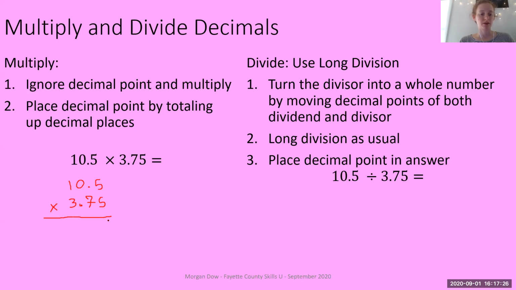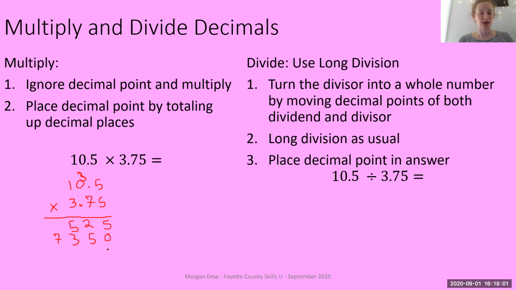5 times 5, 25. So 5 carries a 2. 0 times 5 is 0, plus 2 is 2. 1 times 5 is 5. On to the next row. Place 0 there. 5 times 7 is 35. So 5 carry the 3. 0 times 7 is 0. Plus 3 is 3. And 1 times 7 is 7.